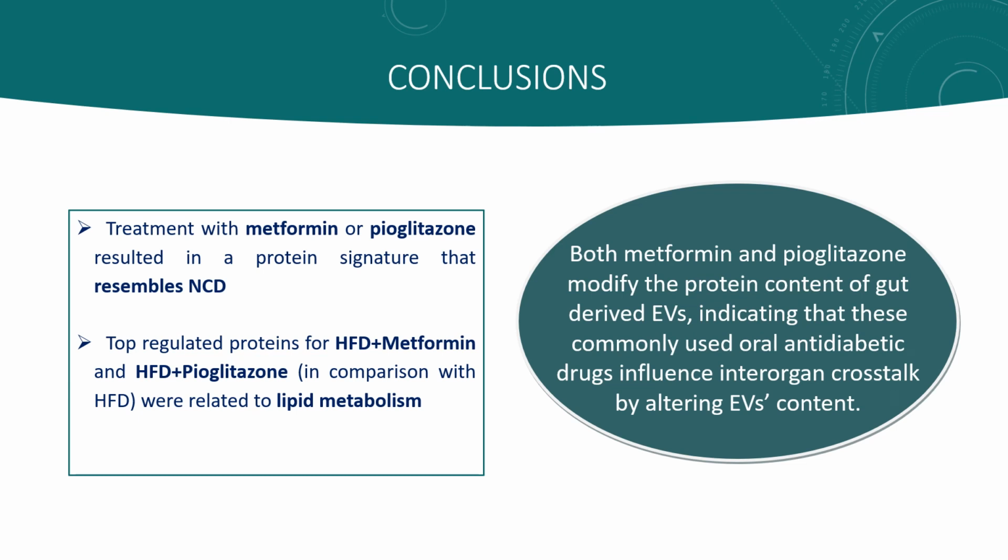We unveiled that treatment with metformin or pioglitazone resulted in a protein signature that resembles normal chow diet, that is the healthy signature, and the top-regulated proteins for treatment with metformin and pioglitazone are related to lipid metabolism.